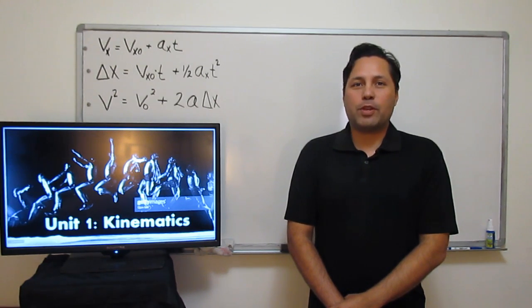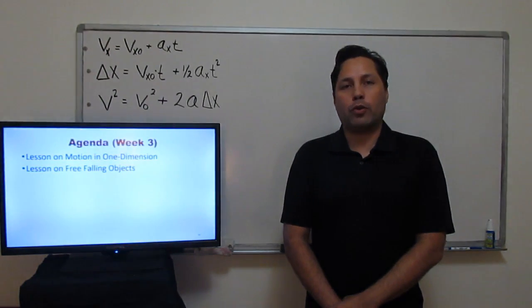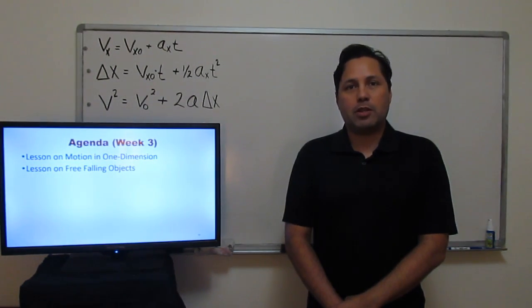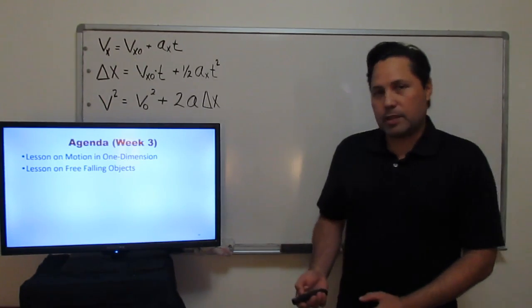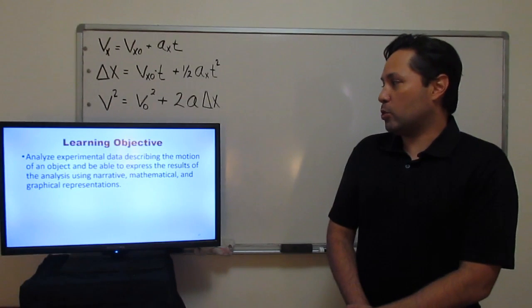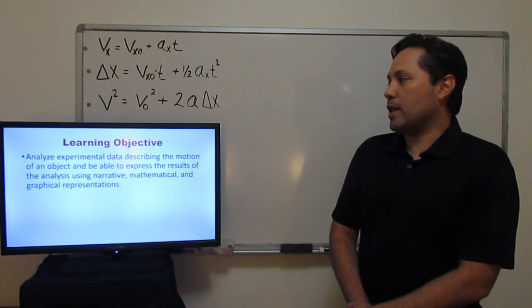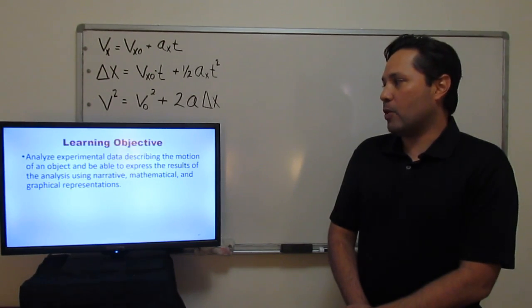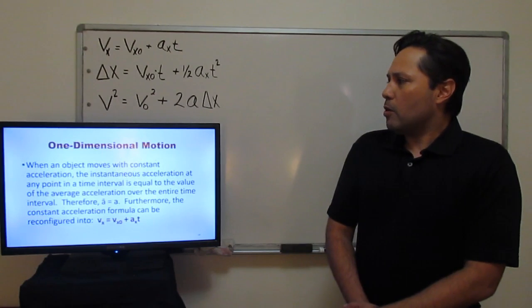Hi, this is week 3 of AP Physics, and in today's lesson we're going to go over motion in one dimension as well as free-falling objects. So there's our agenda. Let's get started. Our objective: we will analyze experimental data describing the motion of an object and be able to express the results of the analysis using a narrative, mathematical, and graphical representation. So that's our goal.